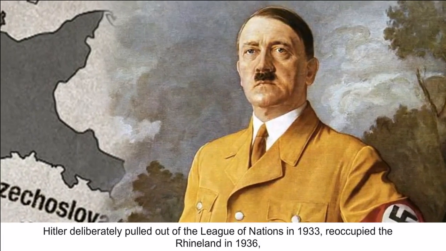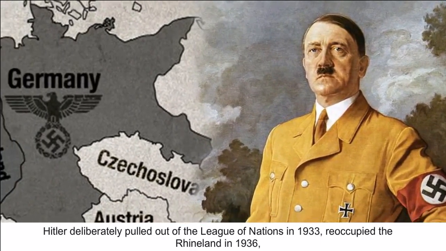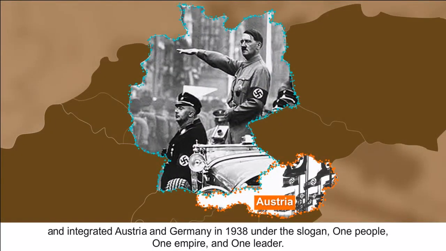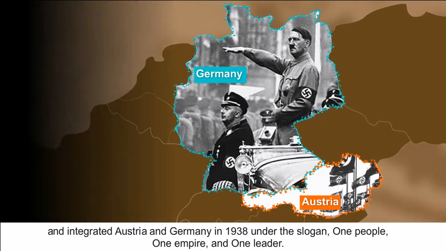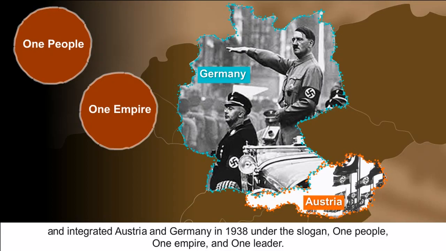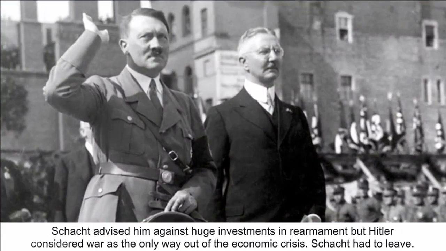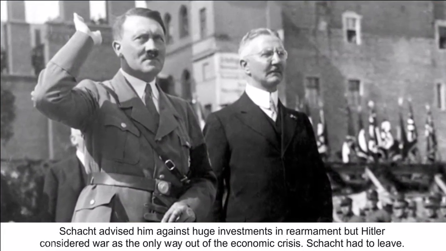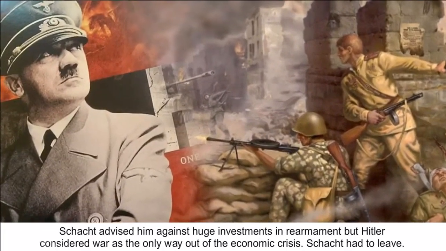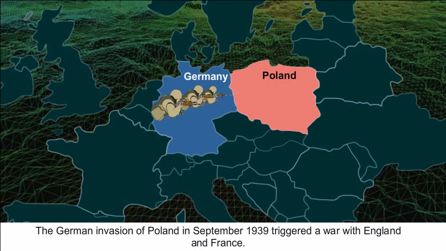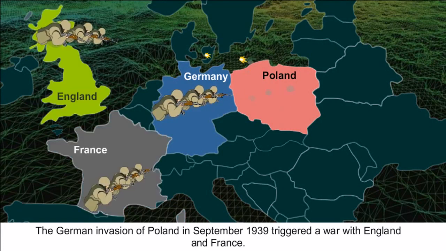Hitler deliberately pulled out of the League of Nations in 1933, reoccupied the Rhineland in 1936, and integrated Austria and Germany in 1938 under the slogan, "One People, One Empire, and One Leader." He wrested German-speaking Sudetenland from Czechoslovakia and took over the entire country. Schacht advised him against huge investments in rearmament, but Hitler considered war as the only way out of the economic crisis. Schacht had to leave.